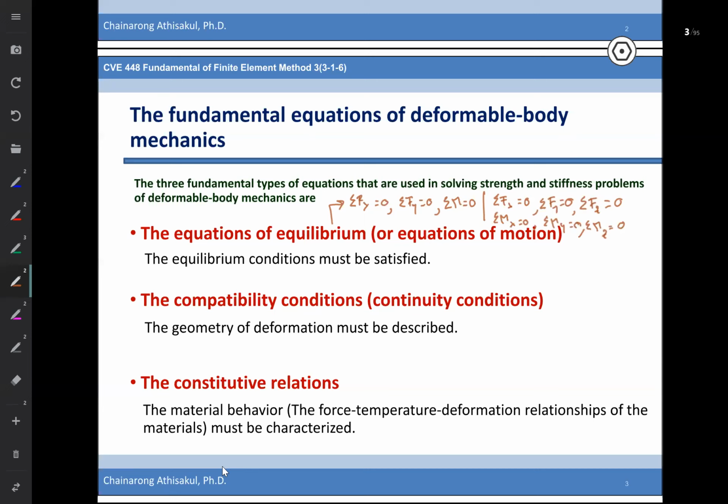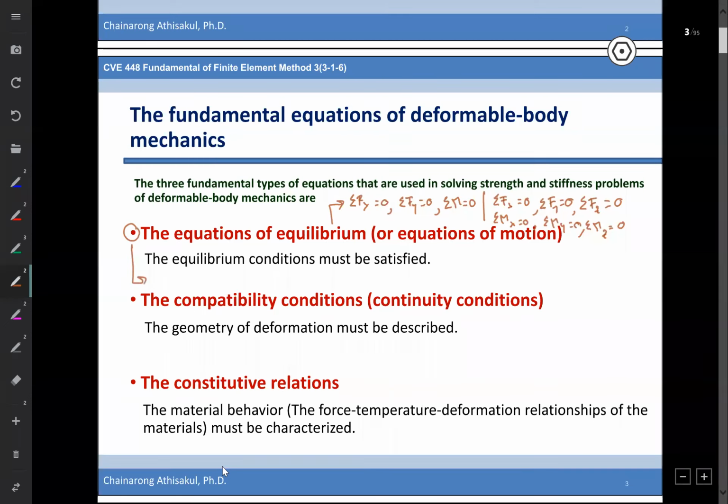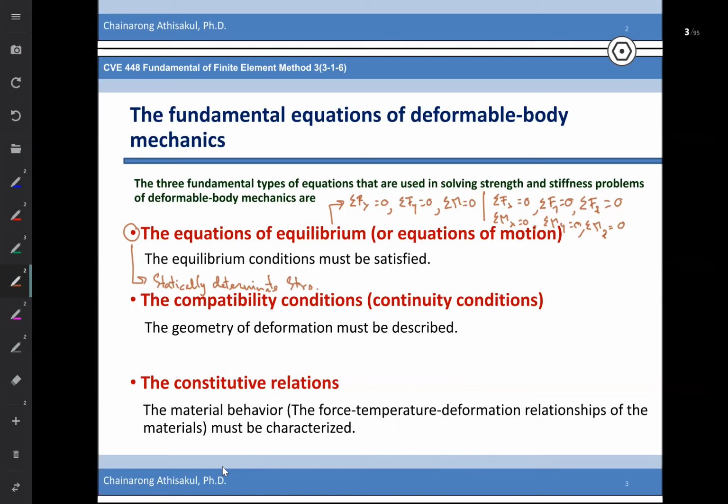This is just for the case that if the problem can be solved by using the set of equilibrium equations only, we call that problem a statically determinate structure. If the structural system that we would like to solve can be solved by using the set of equilibrium equations only, we call it a statically determinate structure.